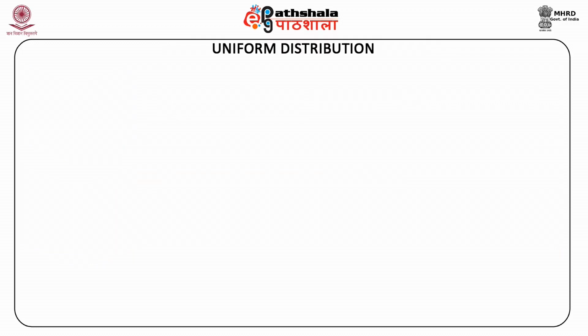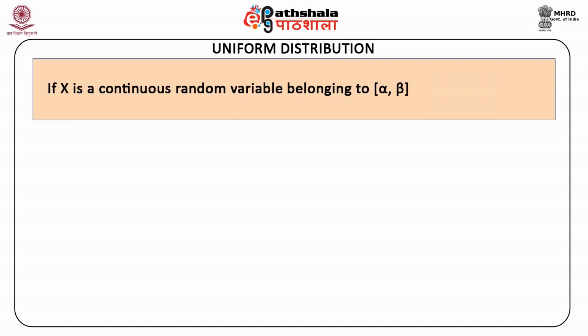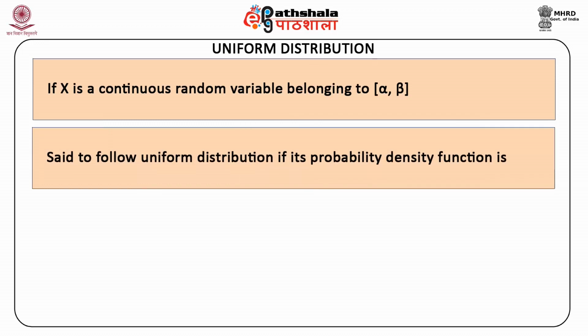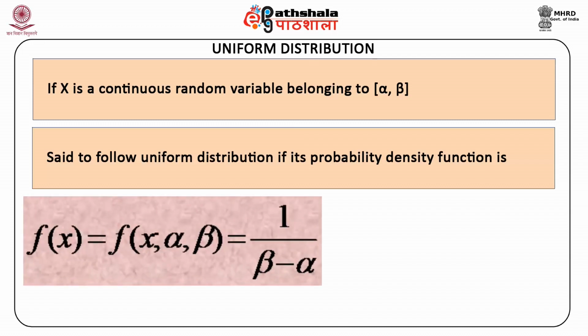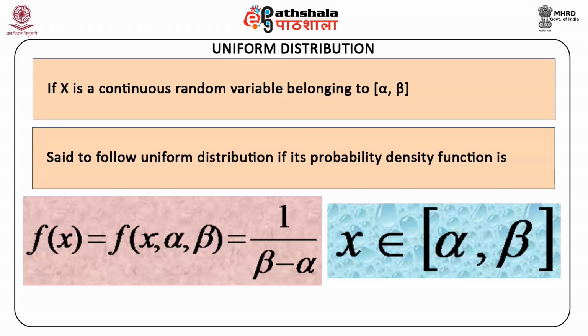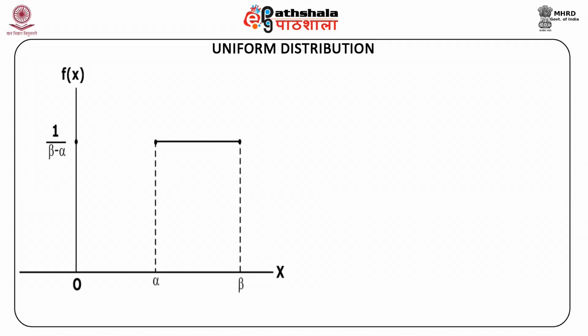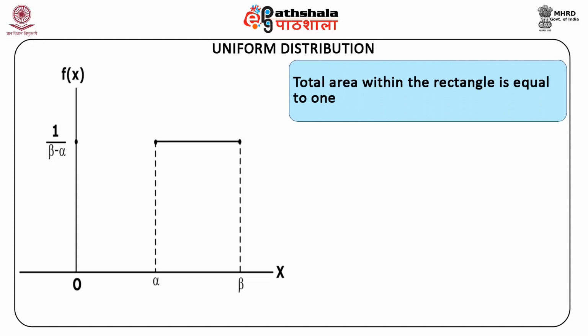Moving on to the uniform distribution. If x is a continuous random variable belonging to the interval (alpha, beta), then it is said to follow uniform distribution if its probability density function is f(x) = f(x; alpha, beta) = 1 upon (beta minus alpha) for all x belonging to the interval (alpha, beta). The graph of the uniform probability density function is shown in the figure. In uniform distribution, the probabilities of all the outcomes are the same. Also, the total area within the rectangle is equal to 1.